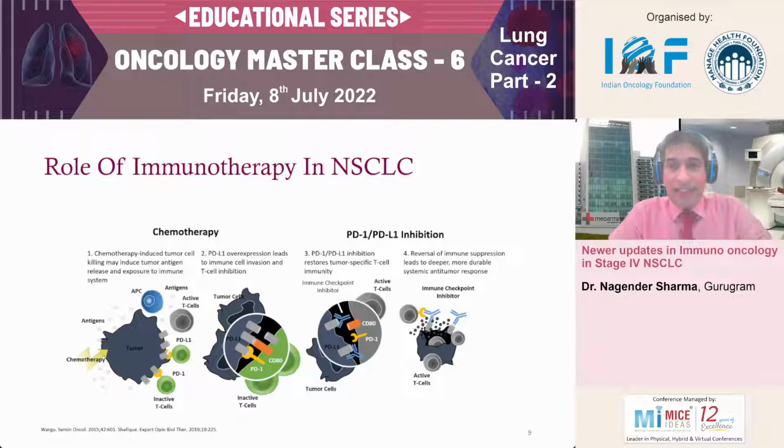The 2018 Nobel Prize was given for the discovery of immunotherapy in cancer. T. Honjo and James P. Allison were the Nobel laureates who received these prizes.